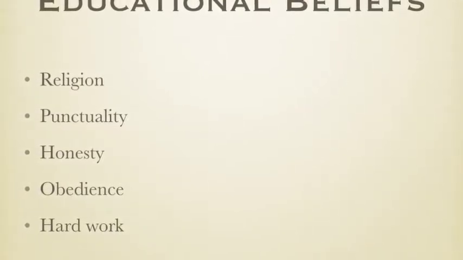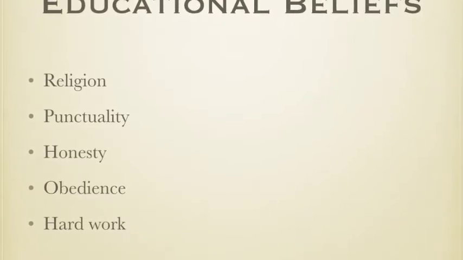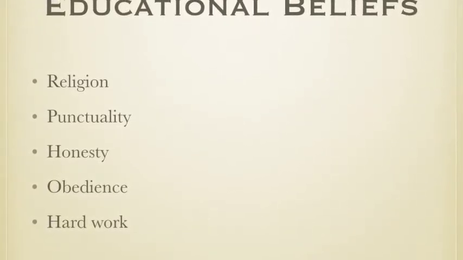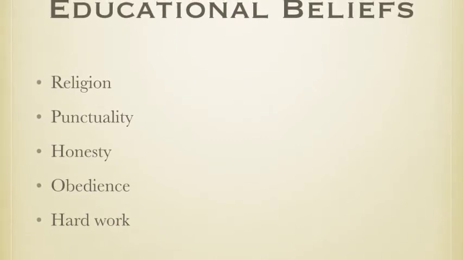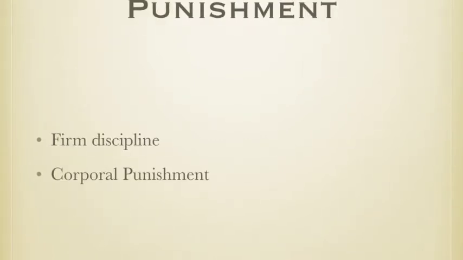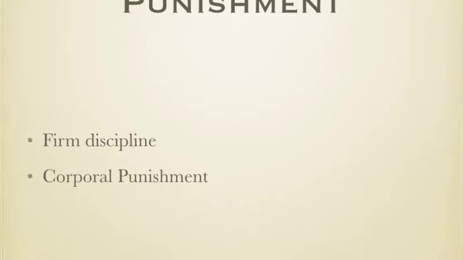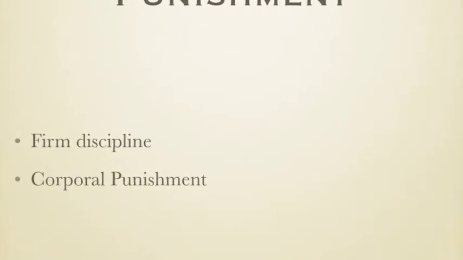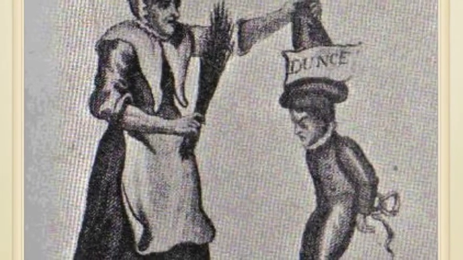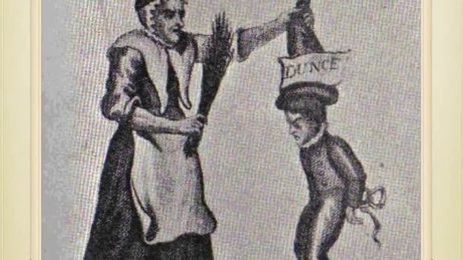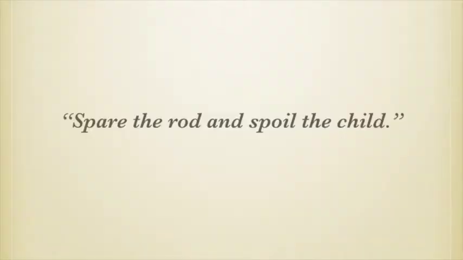The Puritans believed in stressing core values such as religion, punctuality, honesty, obedience, and hard work in order to create a more dutiful, pious citizen. And the way to ensure this was to practice strict discipline, which included corporal punishment. This is an illustration of a student receiving corporal punishment in a Protestant school.